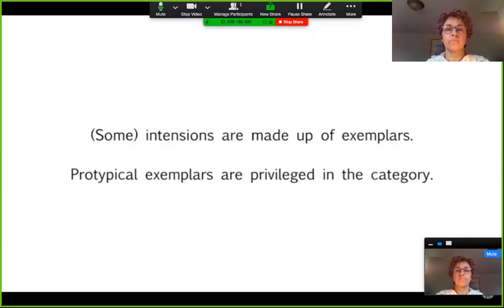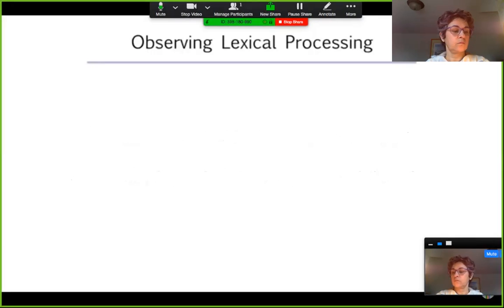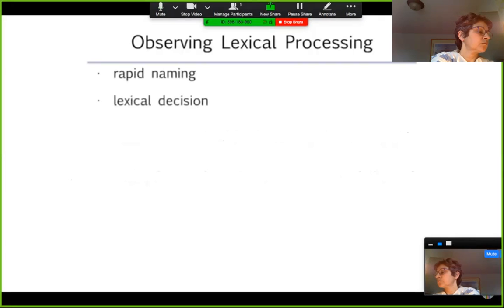So that's a couple of examples of psycholinguistic tasks we can use to observe how words are processed in our minds: a simple naming task and a lexical decision task. There's an additional task that we can combine with each of these to allow us to investigate relationships between different words. That task is called priming.